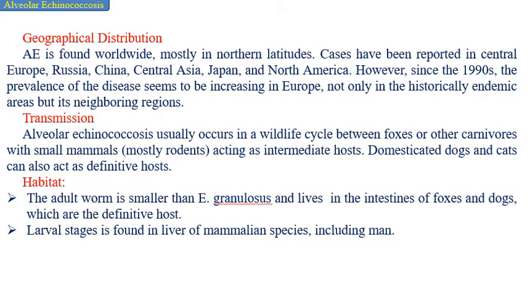However, since the 1990s, the prevalence of the disease seems to be increasing in Europe, not only in the historical endemic areas but also in the neighboring regions. Transmission of alveolar echinococcosis usually occurs in a wildlife cycle between foxes and other carnivores, with small mammals, mostly rodents, acting as intermediate hosts. Domesticated dogs and cats can also act as definitive hosts. Habitat: the adult worm is smaller than Echinococcus granulosus and lives in the intestine of foxes and dogs, which are the definitive hosts. Larval stages are found in the liver of mammalian species, including man.